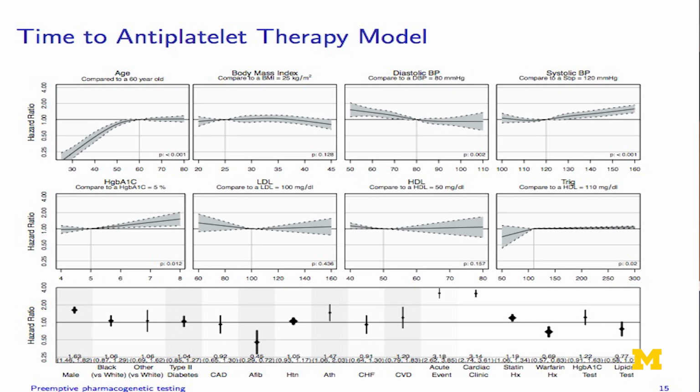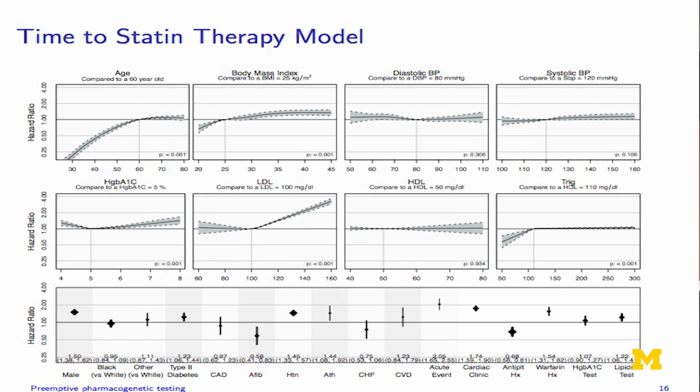So these are the results from the Cox model. These are the warfarin model, the statin model, and the antiplatelet model. As you can see, we have quite a few different exposure variables, and we're allowing the functional forms of the covariates to be nonlinear. So on the y-axis are hazard ratios.